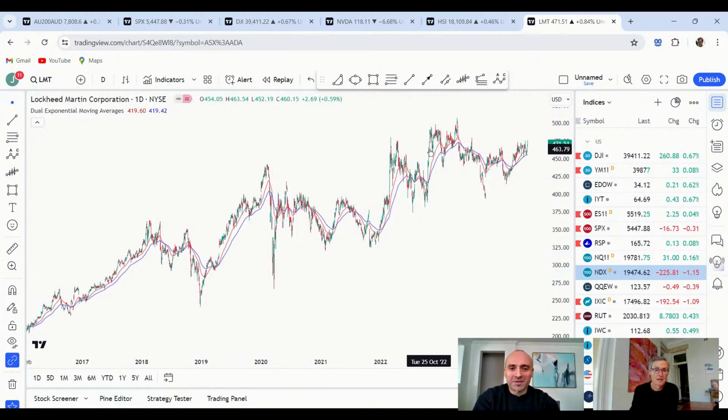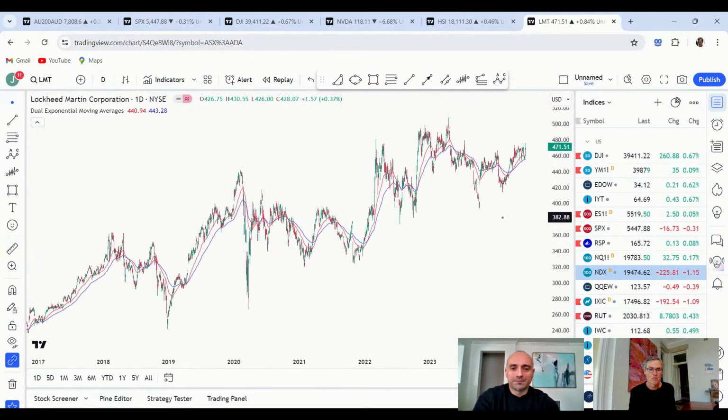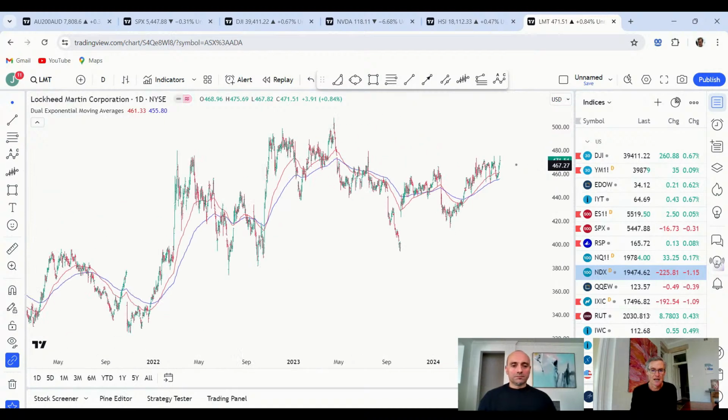Is this the weapons company? Lockheed Martin. It's been in a sideways period over the last 18 months. The overall trend is to the upside, but I'm probably not ready to go out and buy it just yet. It's this general sideways period. Has it ended? We don't really have a decisive breakout at this point, although maybe it's not too far from it.